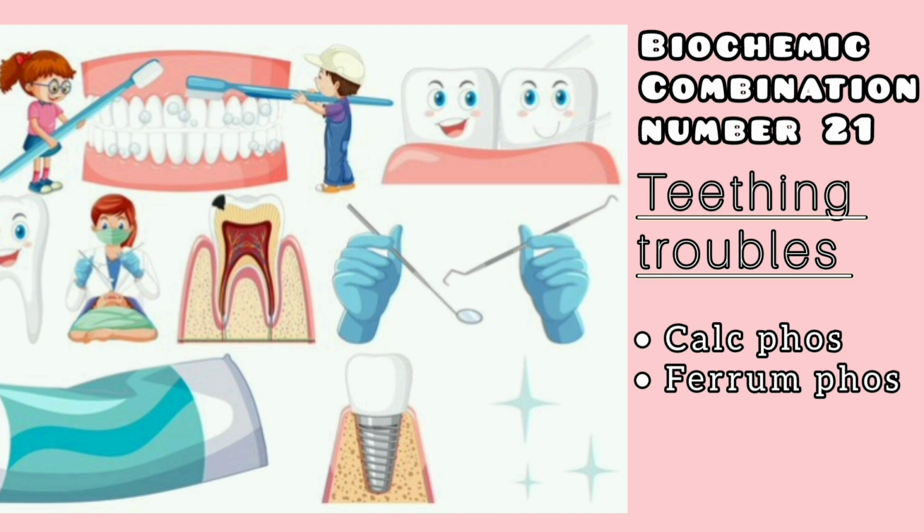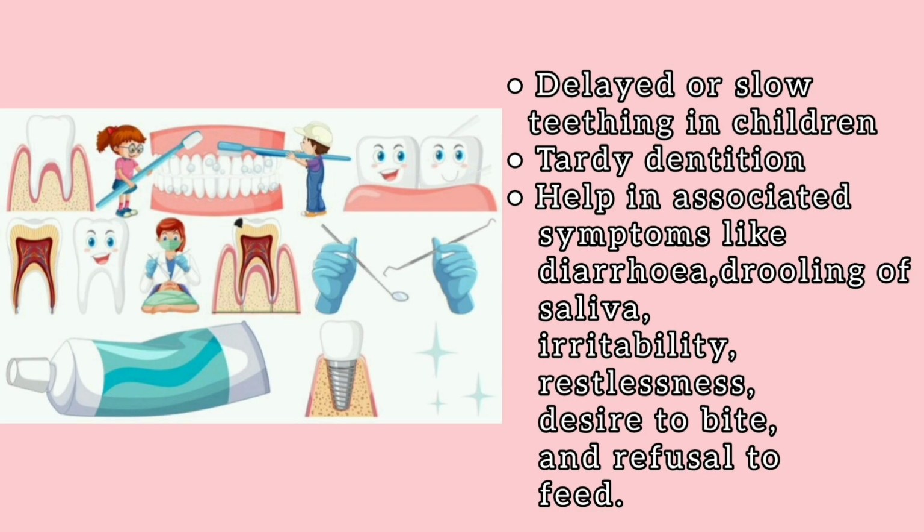Biochemic combination number 21, teething troubles: Calcarea phos, Ferrum phos. It helps with delayed or slow teething in children, tardy dentition, and associated symptoms like diarrhea, drooling of saliva, irritability, restlessness, desire to bite, and refusal to feed.